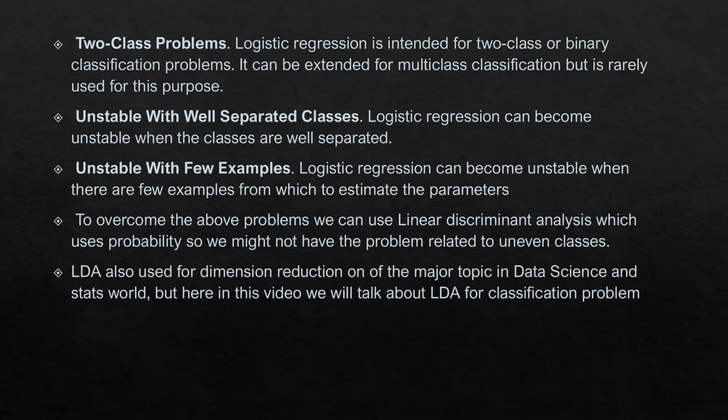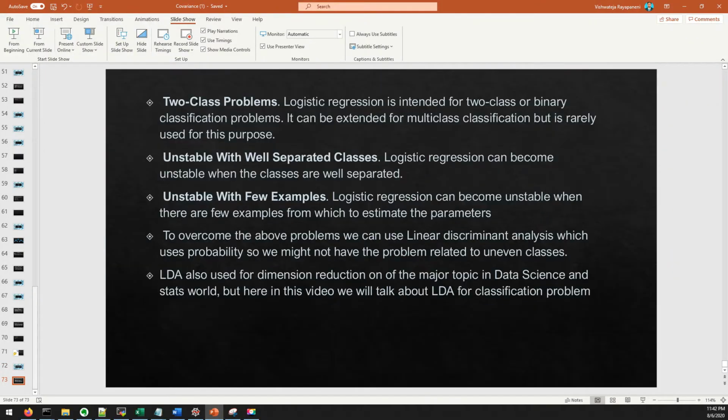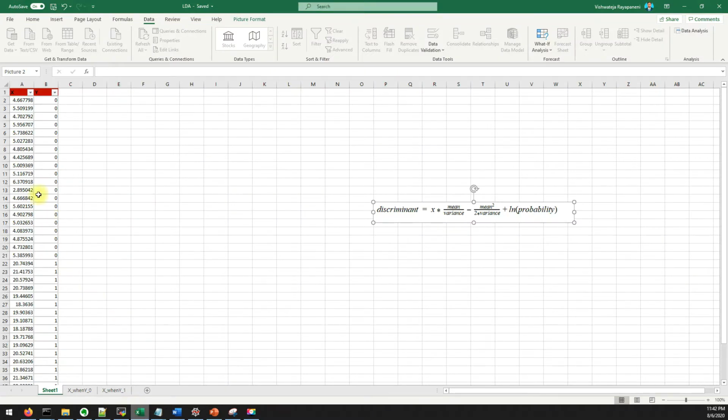Now we'll jump into Excel and see the data. This is a sample data we are going to use for our LDA calculation. We have almost 20 records with balanced classes, which means I have 10 records which belong to 0 and the remaining 10 belong to 1. So we have two types of data: balanced class or imbalanced class.